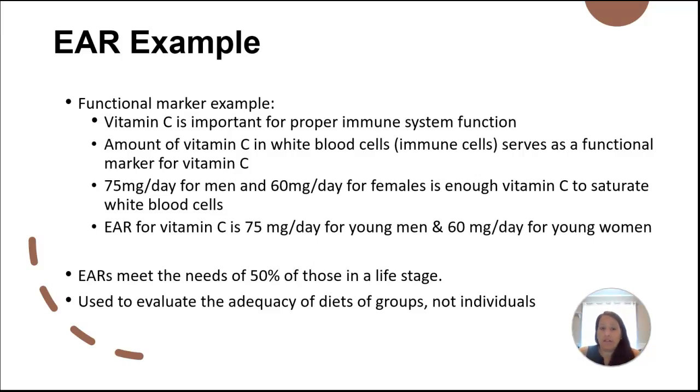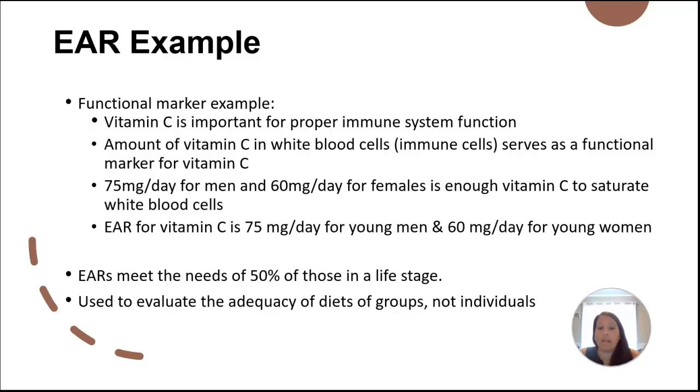And so the amount of vitamin C in white blood cells, these are our immune cells, is going to serve as a functional marker for vitamin C. So that's the measurement that's been taken. It's been shown that 75 milligrams a day for men and 60 milligrams a day for females, adults, is enough vitamin C to saturate white blood cells, which we think is enough.